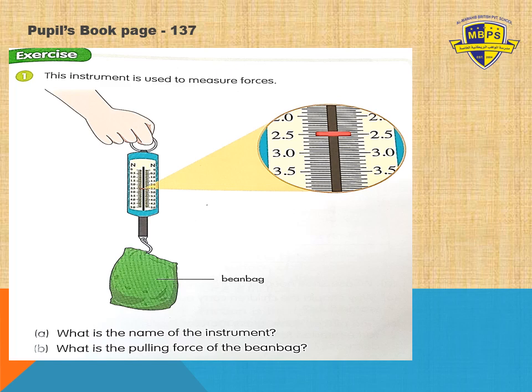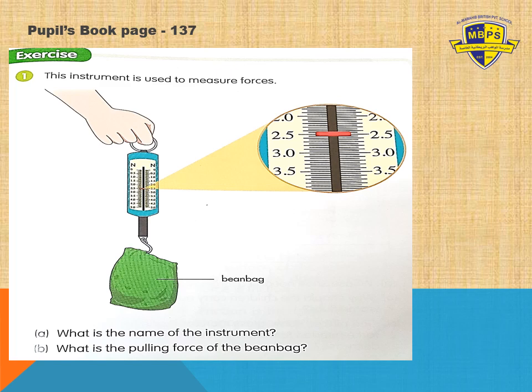So what is the name of the instrument? Who will tell me? Yes, I can hear. Yes, tell me, what is the name of the instrument? Yes, force meter. So the name of the instrument is force meter. Very good, grade 2 BA, 2 BB, 2 GA and 2 GB. All of you know the answer.